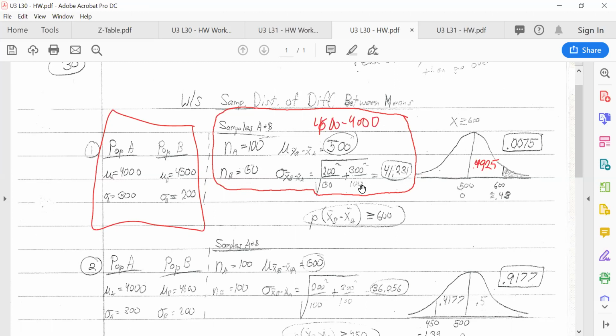And standard error, straight from our notes, variance of the first divided by sample size of the first, plus variance of the second divided by sample size of the second, and you get the 41.231. Round off to 3 decimal places always.